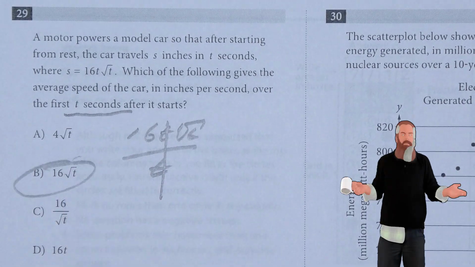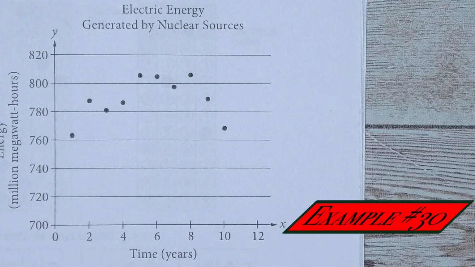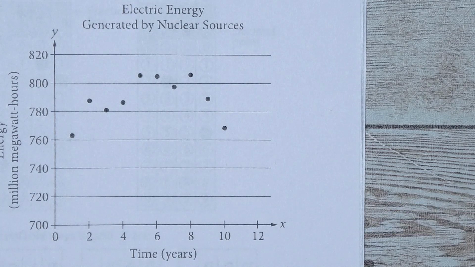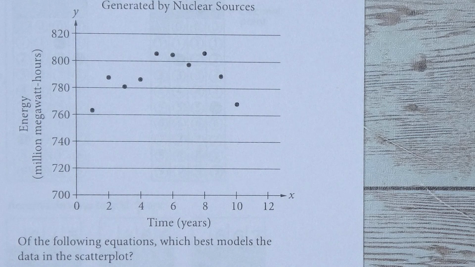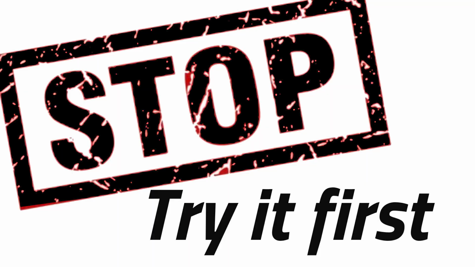We can say 16t times the square root of t divided by t, eliminating those t's, giving us 16 times the square root of t. B is the answer. The scatter plot below shows the amount of electric energy generated in millions of megawatt hours by nuclear sources over a 10-year period. Of the following equations, which best models the data in the scatter plot?